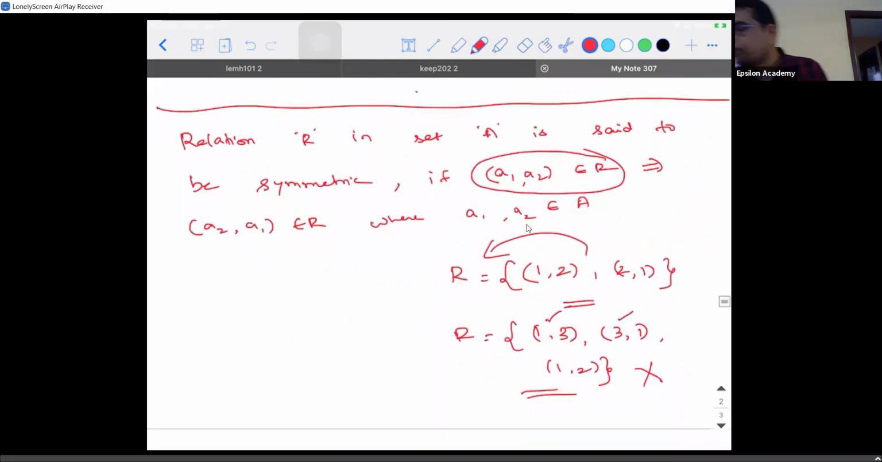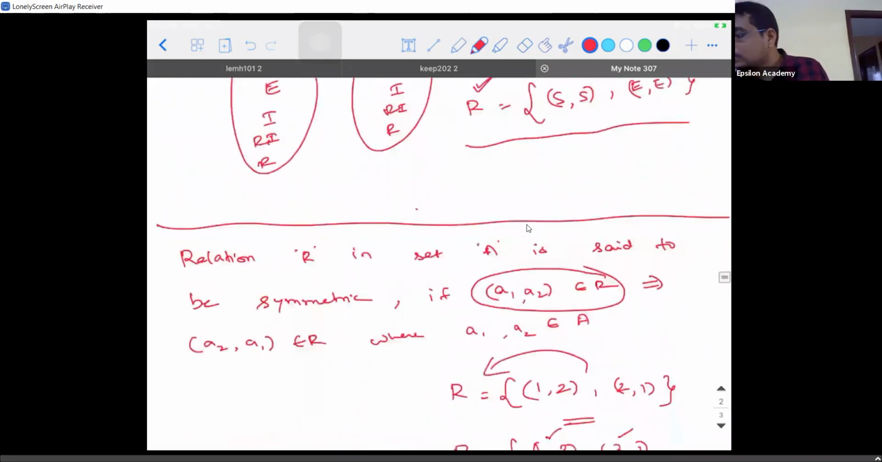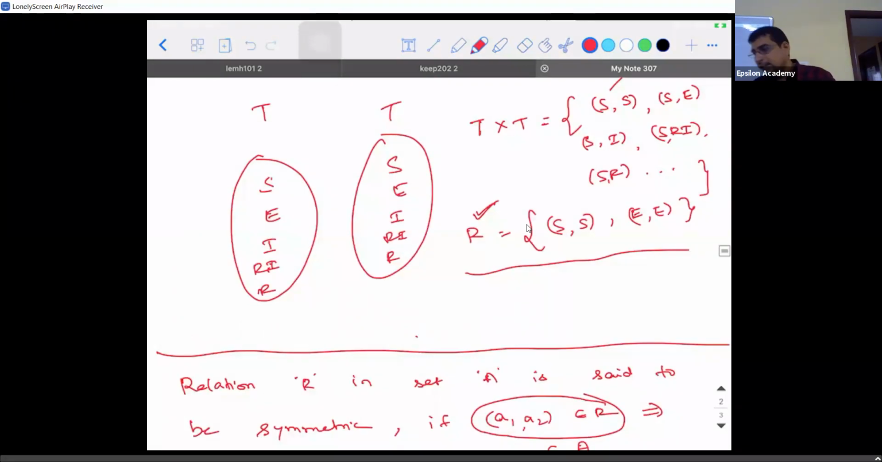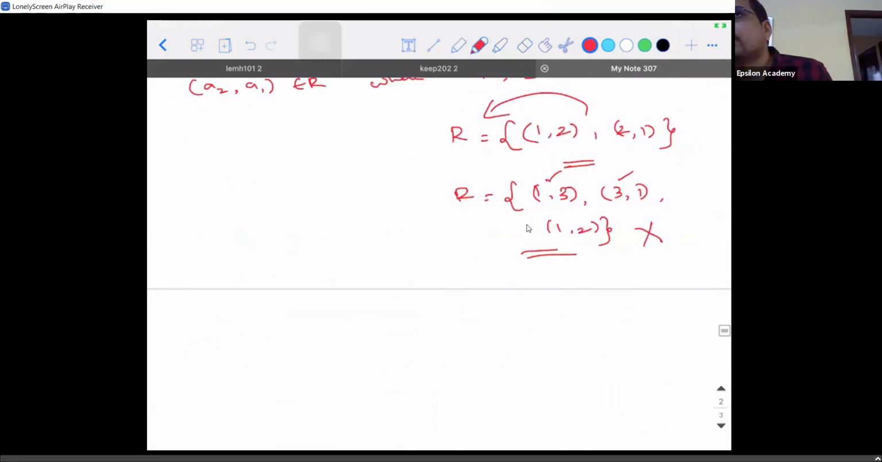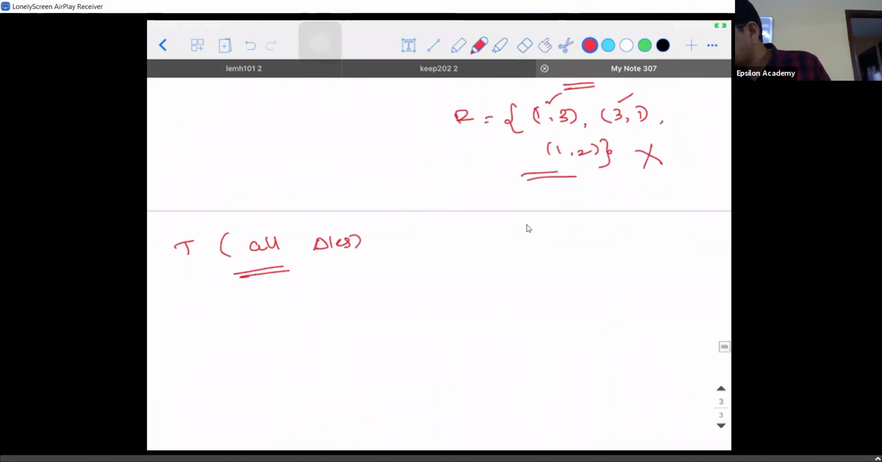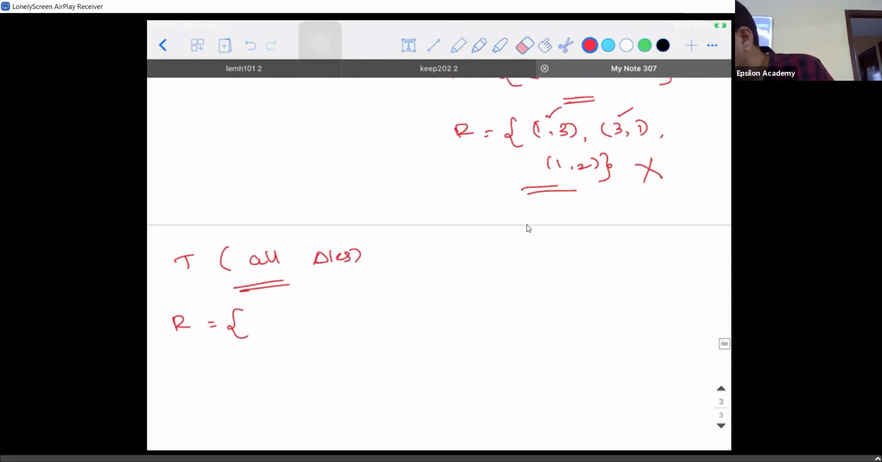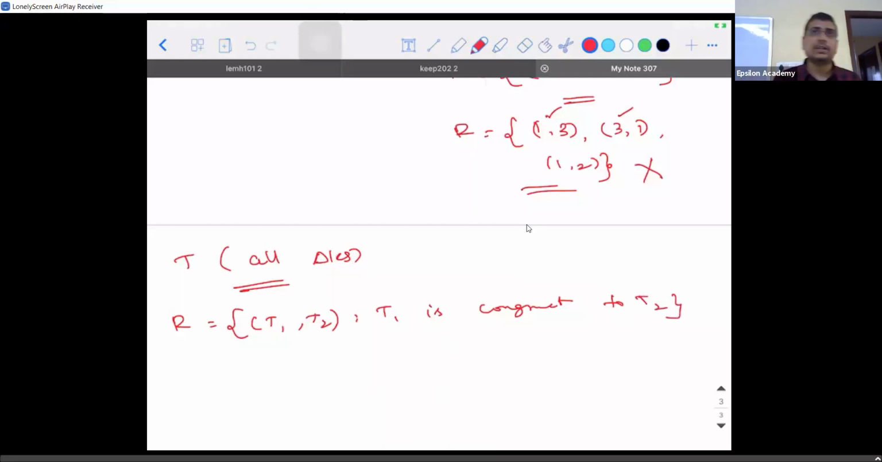Shall I move on? Yeah. What was the problem? So again, you guys remember the problem that we were solving in example number 2? What did they say? Set T contains all triangles. Correct? Now you need to frame a relation in set T such that the ordered pairs are supposed to satisfy some condition. What are they? T1 comma T2 such that T1 is congruent to T2. Now let's think logically.